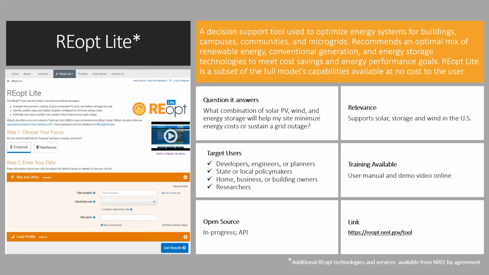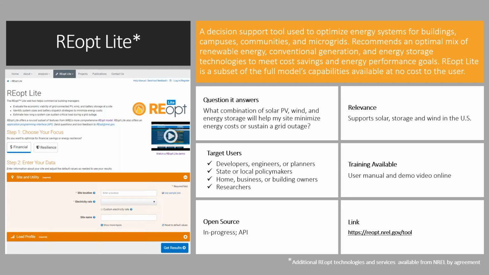The next tool I want to talk about is called REopt Lite. It is a publicly available, no-cost tool, and it allows users to evaluate the economics of grid-connected solar, wind, and battery storage at a particular site. It allows you to identify the system sizes and the battery dispatch strategies required to minimize a site's energy costs. In addition to these economic results, it helps users understand the resilience benefits of a PV or wind system paired with battery storage. It can estimate how long a system can sustain critical load during a grid outage.